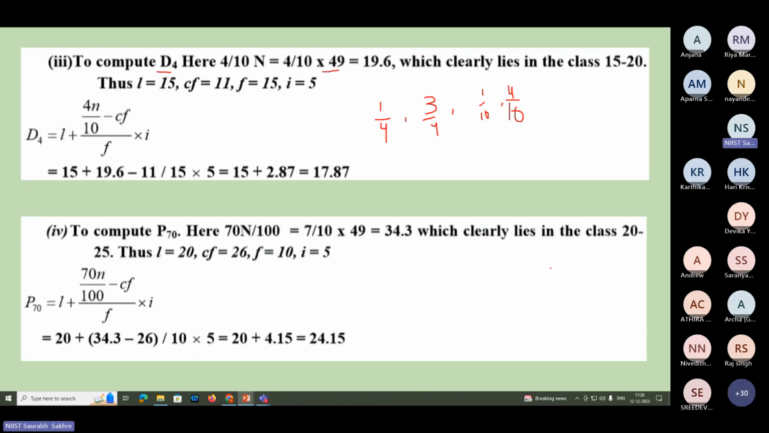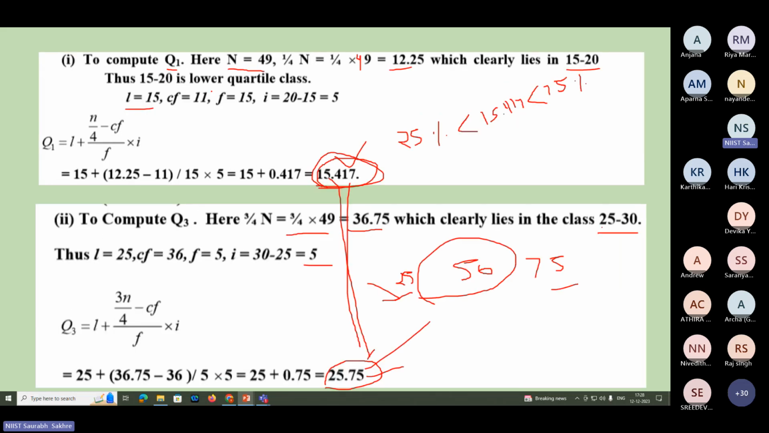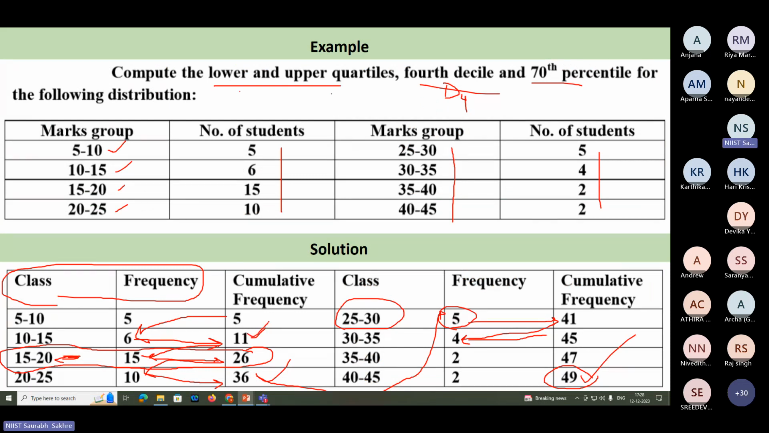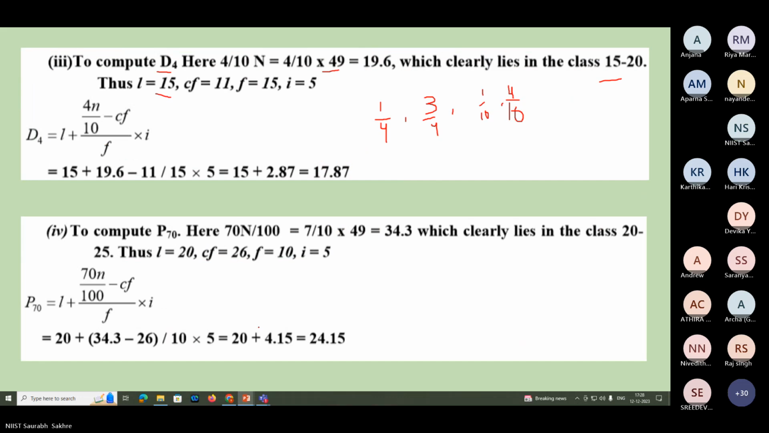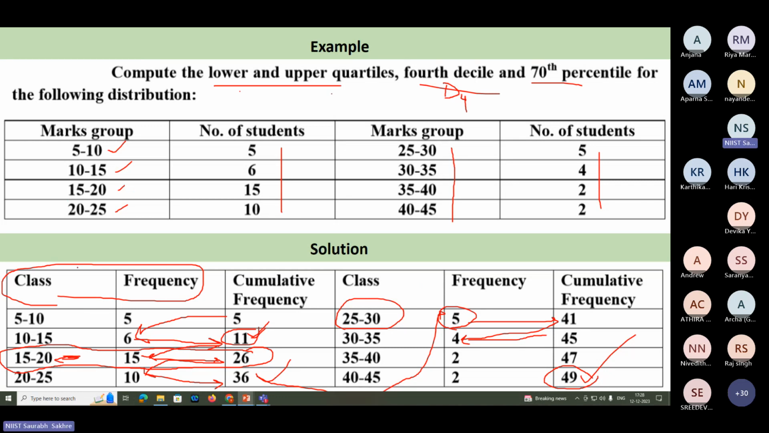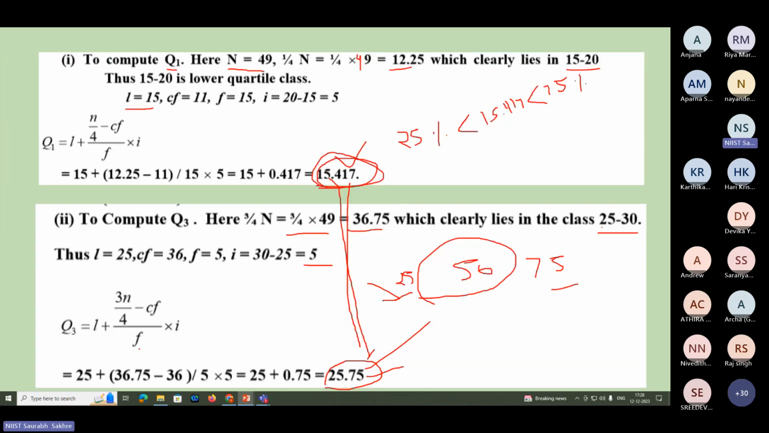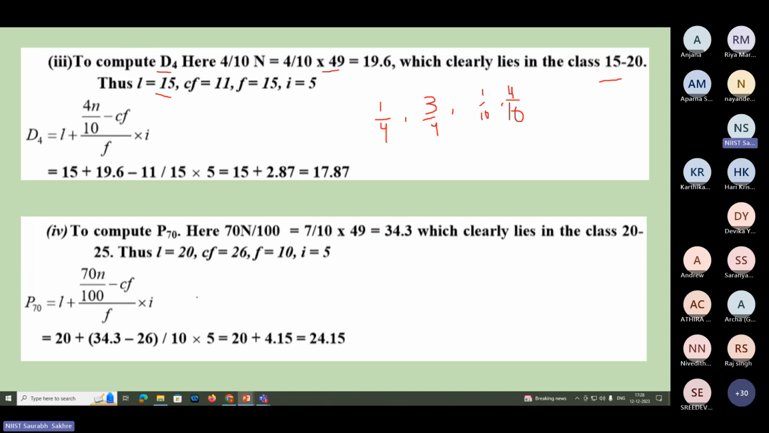15 to 20 class. So here again my lower limit of the class is 15, and cumulative frequency one class before that class is 11. And frequency in that class itself is 15. You can see here in 15 to 20 it is 15, and my interval i is 5. So my formula is D4 equal to L plus (4n by 10 minus CF) upon f into i. 15 plus 2.87, which is 17.87. So this is my decile 4.